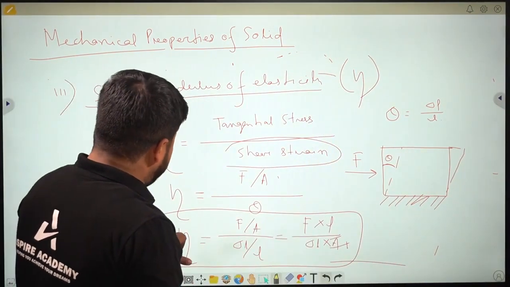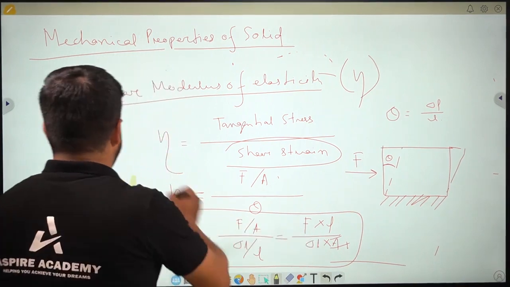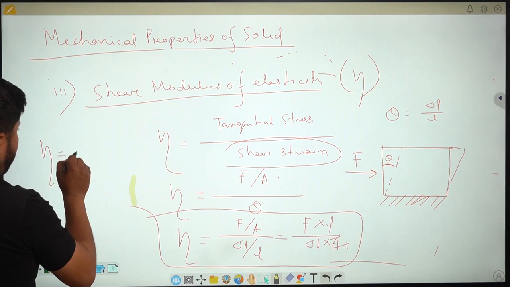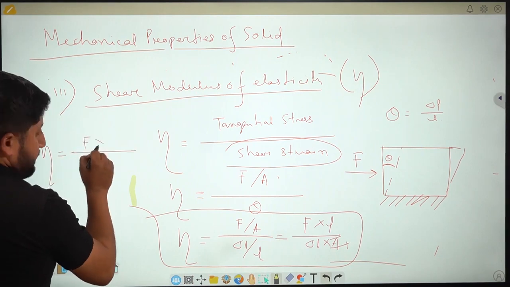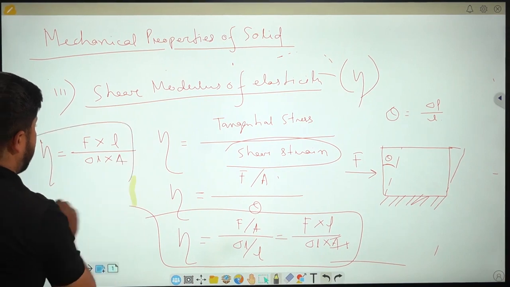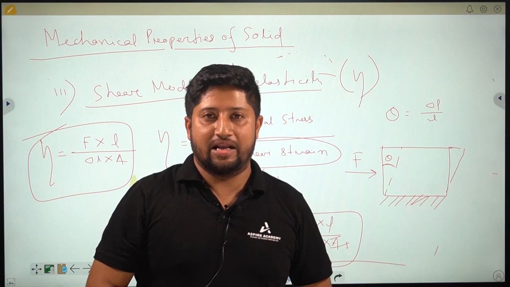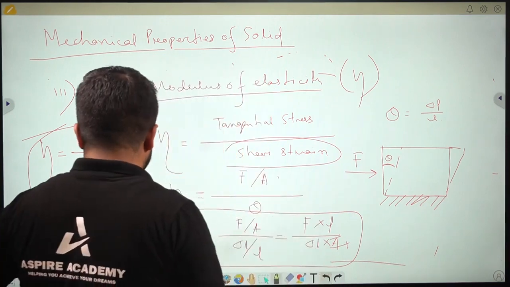After that we get eta equal to F into L divided by del L into A. So eta is equal to F into L over del L into A. This is the mathematical expression for shear modulus of elasticity.